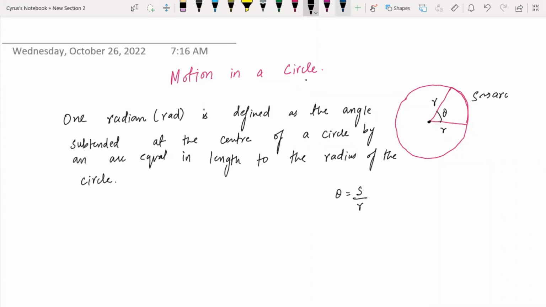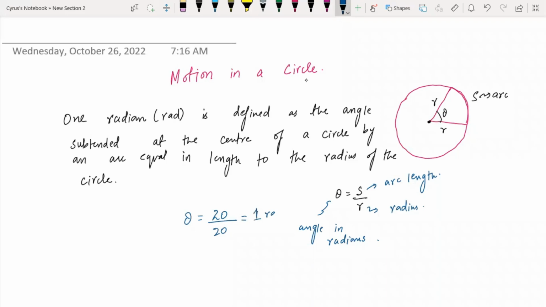S is the arc length. R is the radius. Theta is the angle in radians. ये एंगल 1 रेडियन कैसे होगा? ये एंगल 1 रेडियन तब होगा जब ये आर्क लेंथ फॉर एग्जांपल आपके पास थी 20 सेंटीमीटर और रेडियस भी आपके पास 20 सेंटीमीटर था. When the arc length is equal to 20, for example, and when the radius is also equal to 20, you get the answer as 1 radian, right? This is what we get.